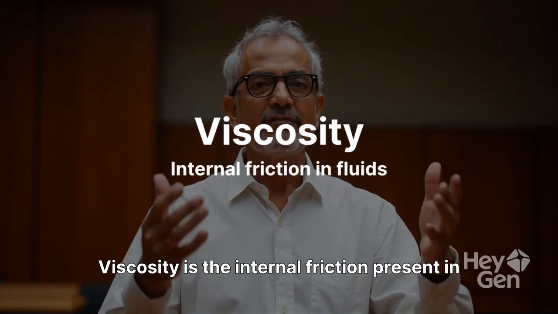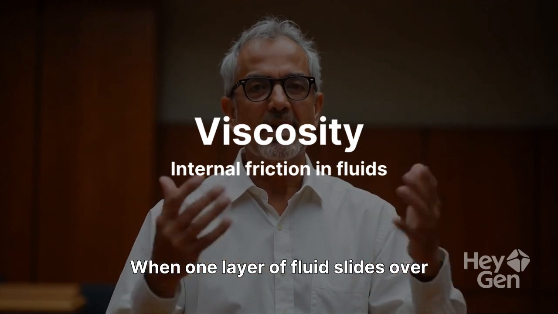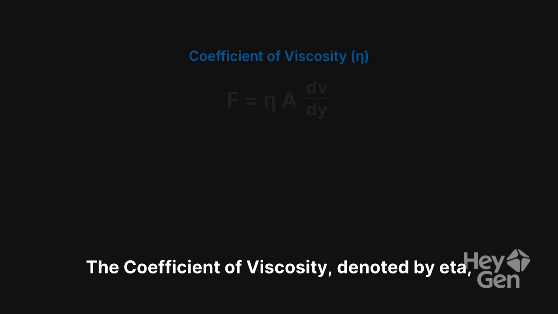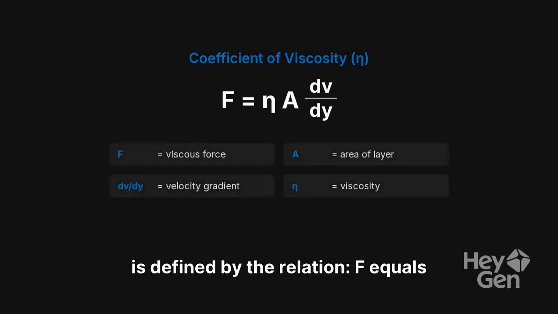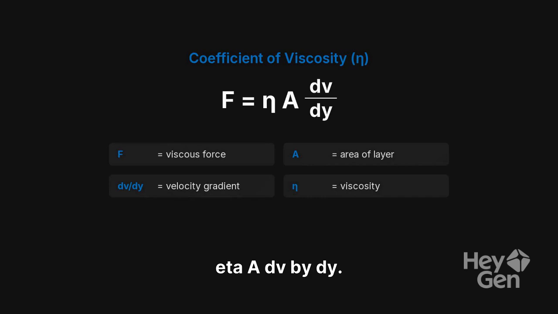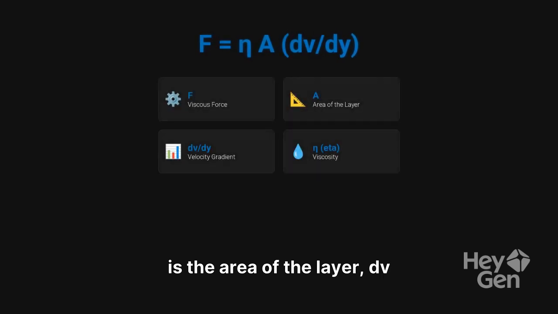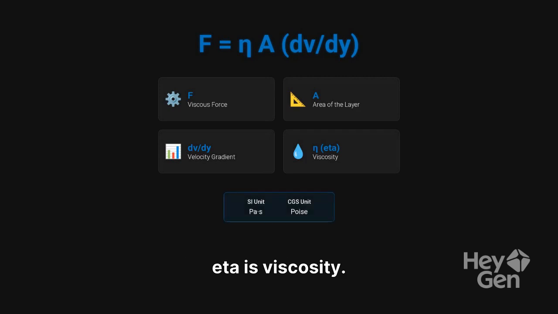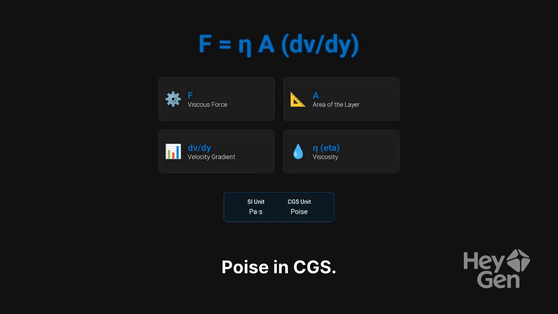Viscosity is the internal friction present in fluids. When one layer of fluid slides over another, the resistance offered is called viscous force. The coefficient of viscosity, denoted by eta, is defined by the relation F equals eta A dV by dy. Here, F is the viscous force, A is the area of the layer, dV by dy is the velocity gradient, and eta is viscosity. Its unit is Pascal second in SI and Poiseuille in CGS.